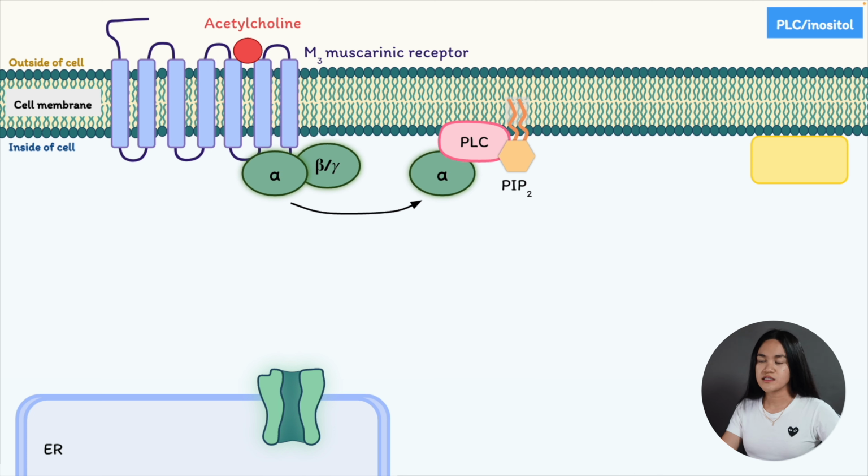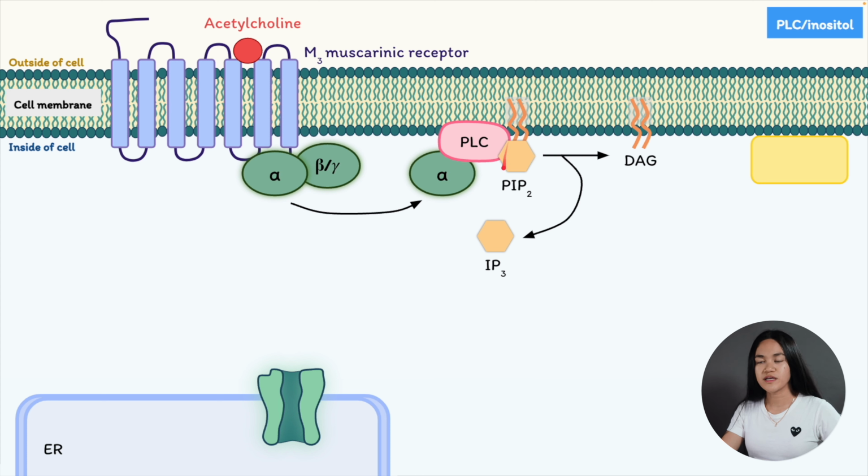Okay, so when PLC cleaves this PIP2, it's going to form two products. All right, the first product that it forms is diacylglycerol, which is abbreviated as DAG. And the second product that is formed is inositol 1,4,5-triphosphate, okay, which is abbreviated as IP3. Now, I didn't include the chemical structure of PIP2, DAG, and IP3. What's important for you to know is that PIP2 is a membrane phospholipid that is cleaved by activated phospholipase C, PLC, to form DAG and IP3, okay? So remember, PIP2 is a membrane phospholipid, and DAG, which is one of the products, is also membrane bound. However, the other product, IP3, is soluble.